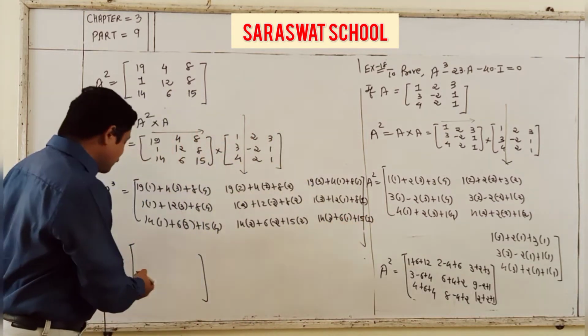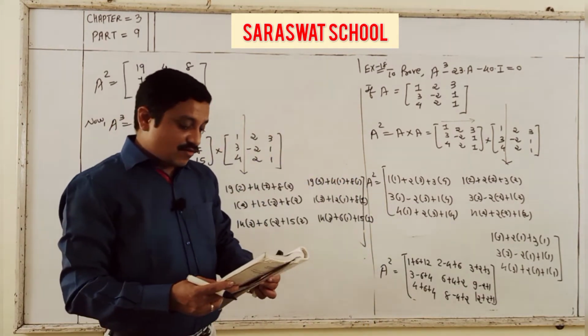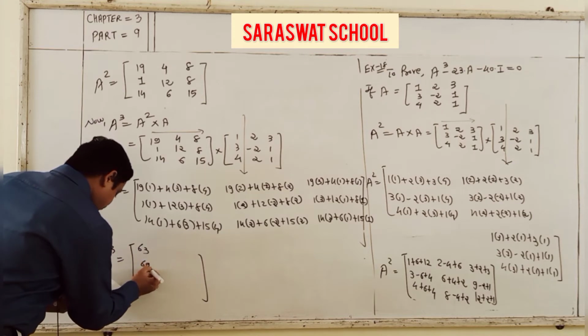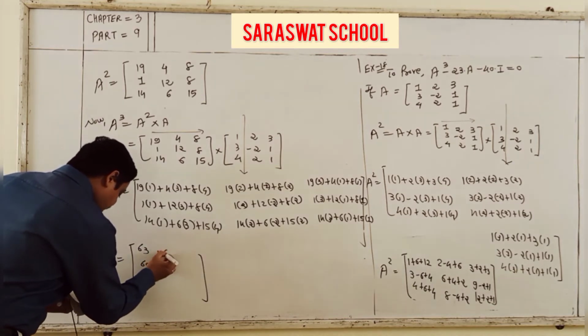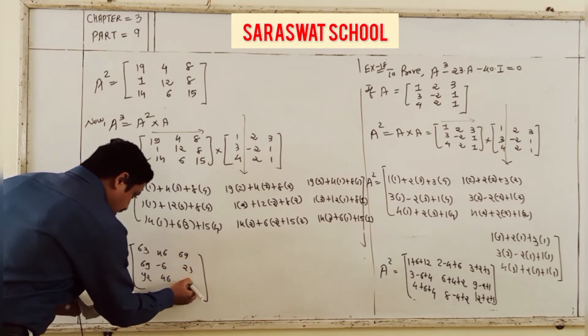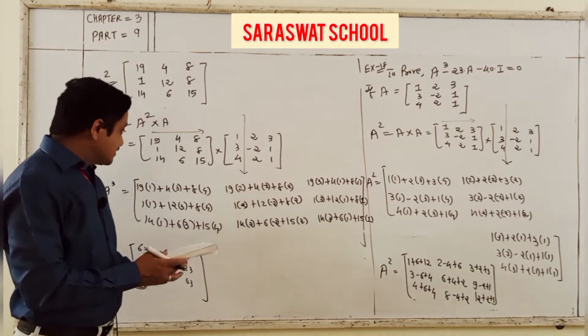Using this calculator, students, you will calculate. I will write down the direct solution for A cube. It is 63, 69, 92, 46, minus 6, 46, and 69, 23 and 63. Yes, the matrix 19, 4, 8, 1, 12, 12, 14, 6 and 15.